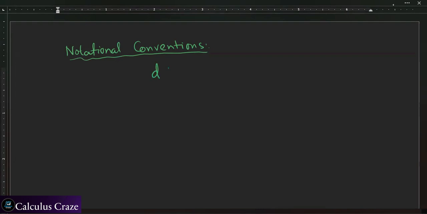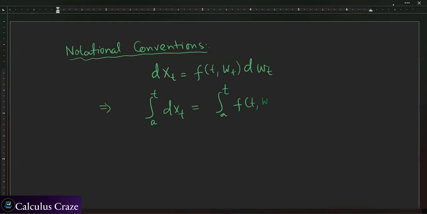Suppose we have a differential written in the form dX_t equal to f(t) dW_t. This is a stochastic differential. If some stochastic differential is written in this form, I can put the same differential in the equivalent stochastic integral form by integrating on both sides. Let's integrate it from a to t: the integral from a to t of dX_t is equal to the integral from a to t of f(t) dW_t.